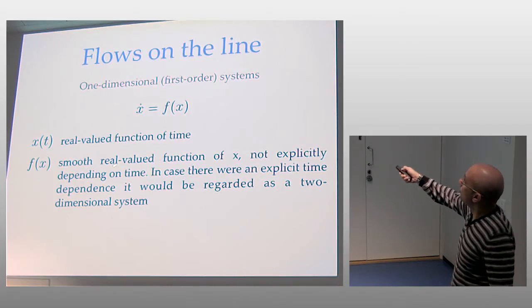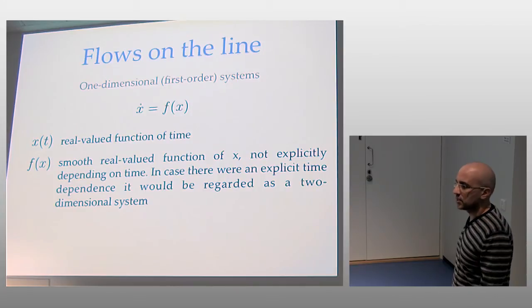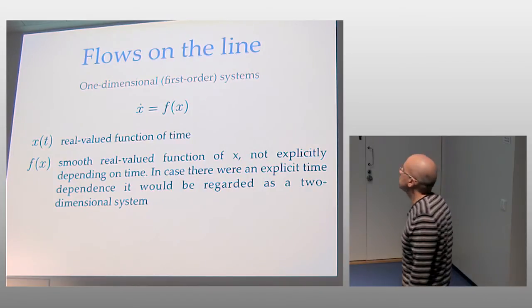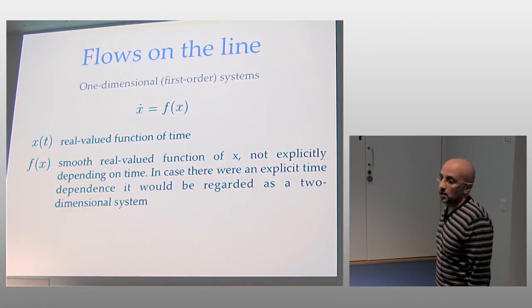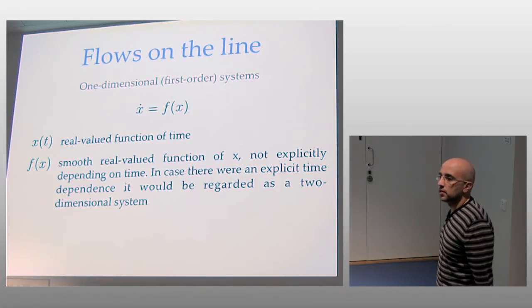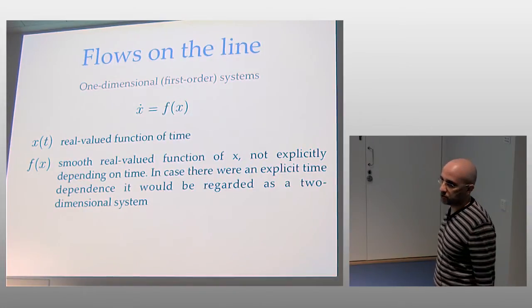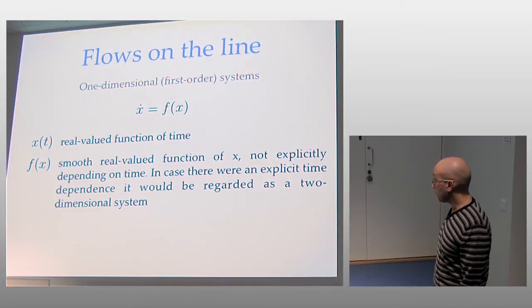f of x is a smooth real-valued function of x. It could be the sinus, like we've seen before. In fact, I think we just started with this example. It could be x squared, which is also nonlinear, or x to any power which is not 1. And it does not explicitly depend on time. We showed what happens if it may depend on time: then you turn the system into a two-dimensional system by setting time as a second auxiliary variable.